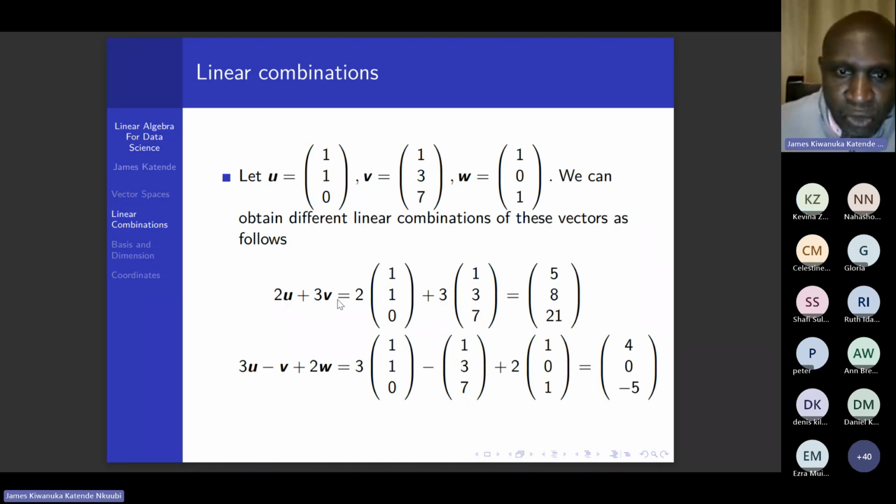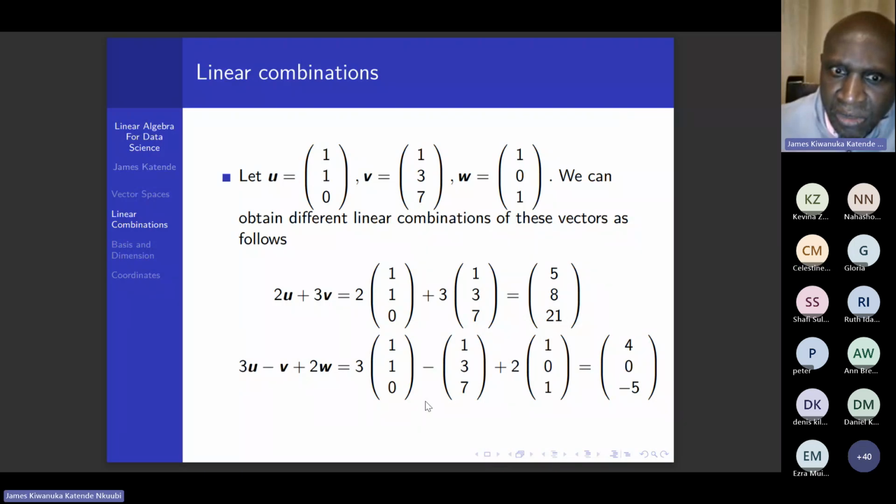So you're not limited to 2 vectors. You can get a linear combination of 3 vectors, and you can have negative factors. The multiples don't have to be just positive. You can have negatives as well. So this gives you another linear combination of these 3 vectors, u, v, and w. So you can always construct another vector from a set that you have through this process.